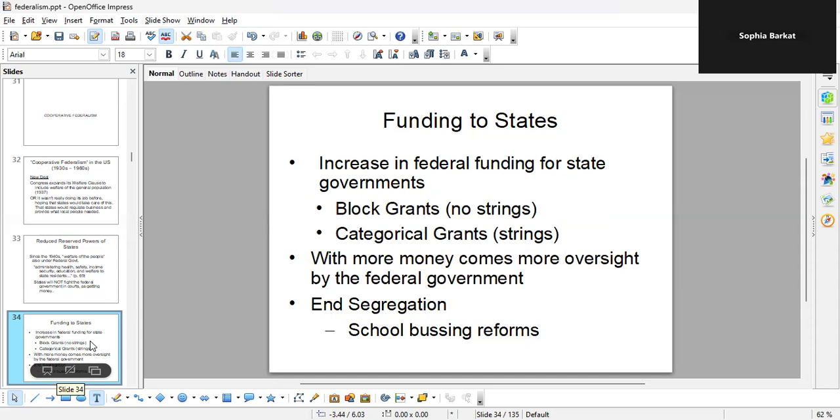So all these categorical grants, strings attached. And of course, this large amount of money also helped to end segregation because now the state governments needed the money and they allowed the federal government to help. So we see some kinds of reform happening, such as school busing reforms, right? We ended segregated schooling, and now we're going to have a system where everyone can go to school together, irrespective of race or ethnicity.